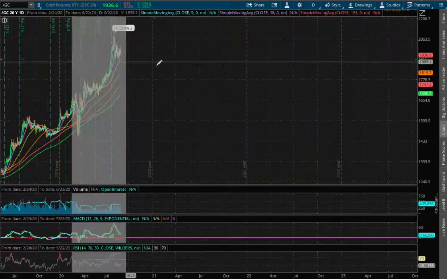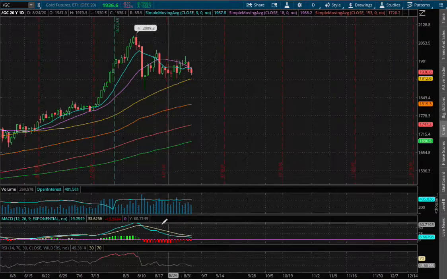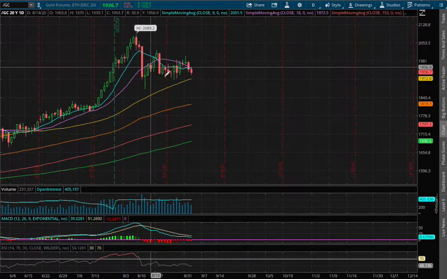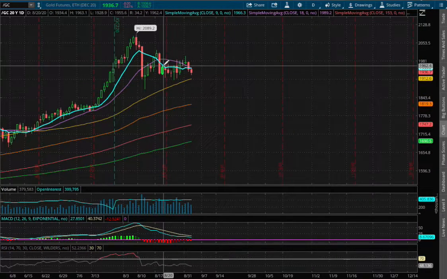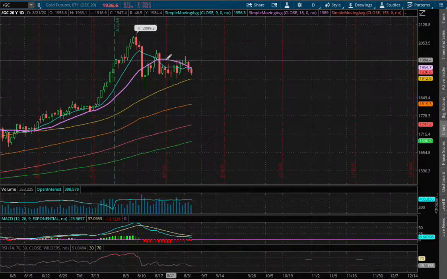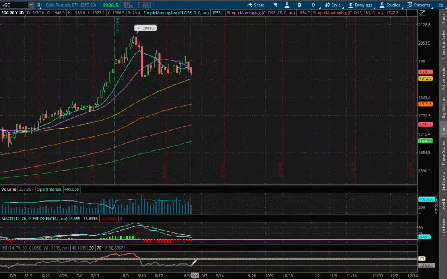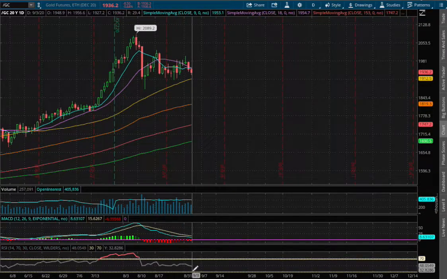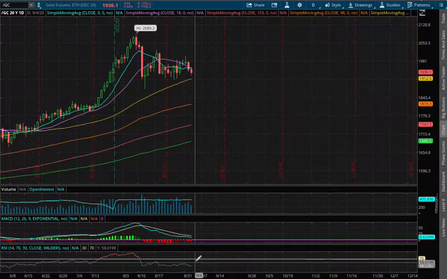As for the daily chart, what we have here is we continue to approach the negative MACD, and we see slight signs of the 9 moving average converging onto the 18-day moving average, the blue and purple lines respectively. And as for the RSI, we see no signs of it being oversold nor overbought.